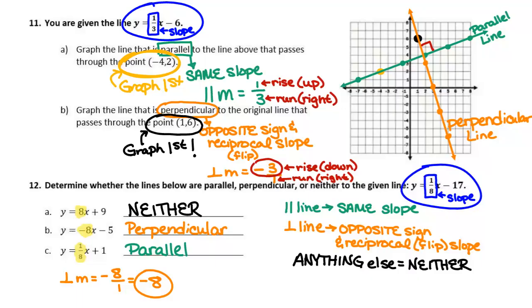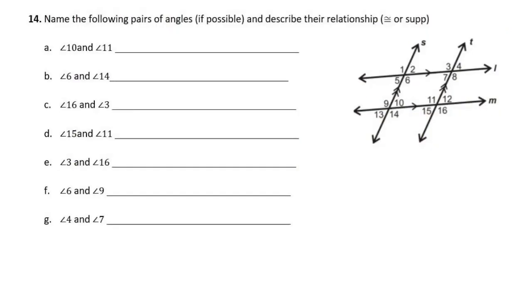What else would you guys like to see from the test review? You said 14? Absolutely, I can do 14. Name the following pairs of angles, if possible, and describe their relationship, congruent or supplementary.